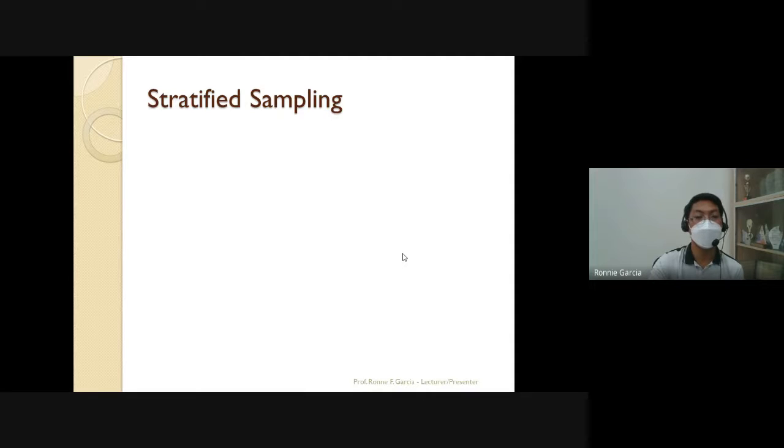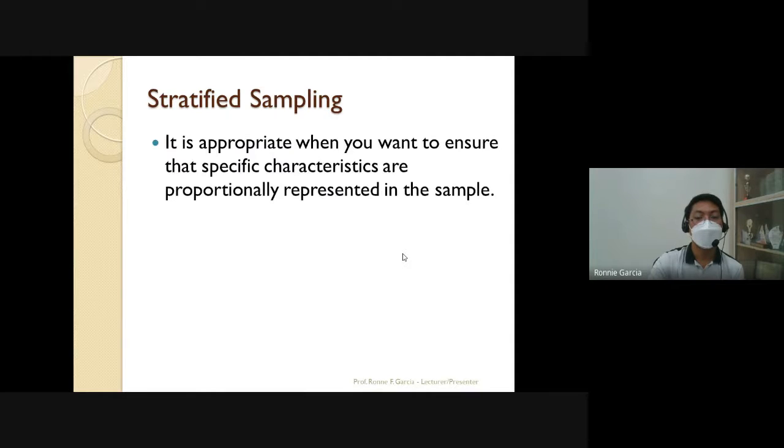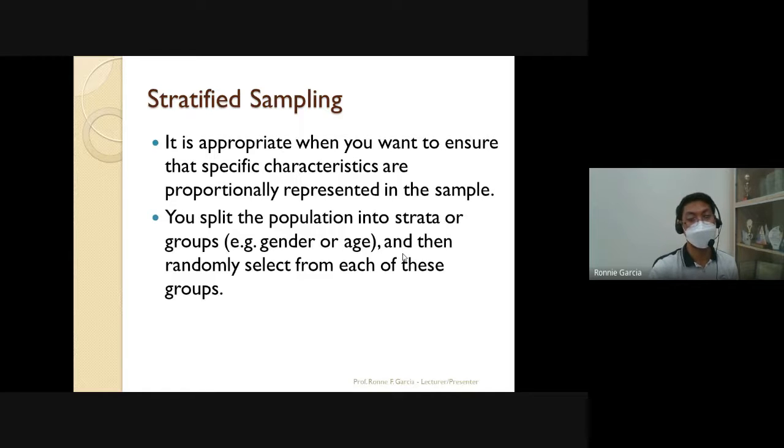Stratified sampling, on the other hand, is appropriate if you want to ensure that specific characteristics are proportionally represented in the sample. So stratified is from the word strata. So imo ang strata, ang pasabot ana is group. You split the population into strata or groups. Example, gender, age, and then randomly select from each of the groups.